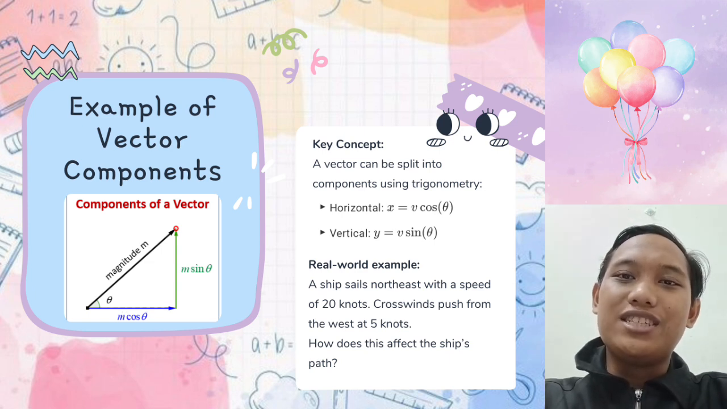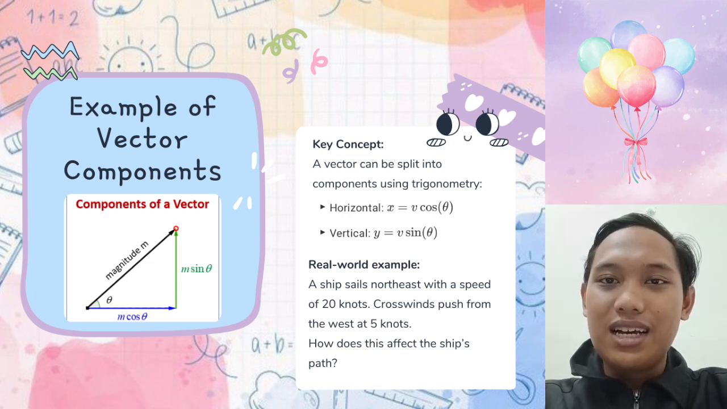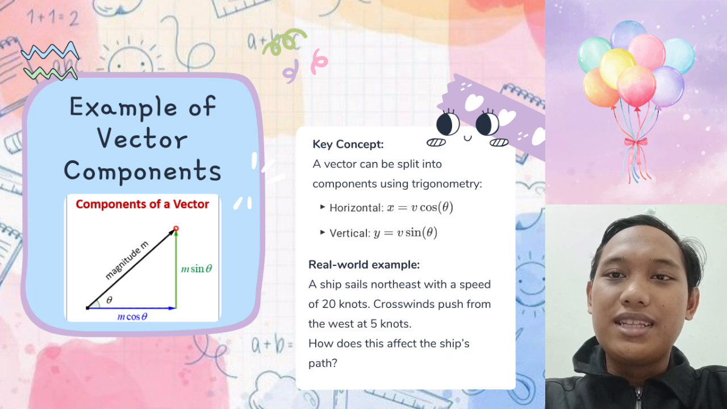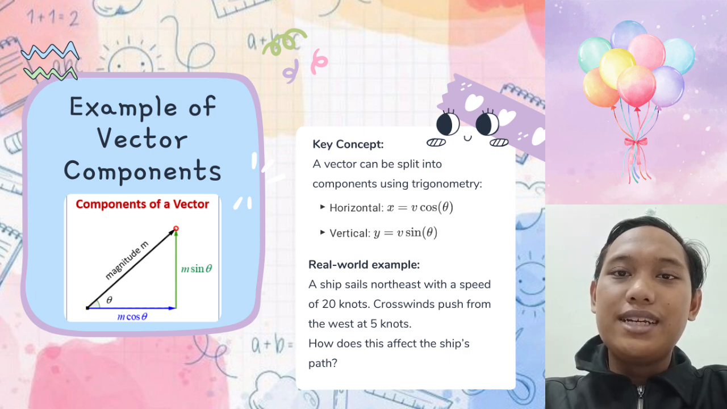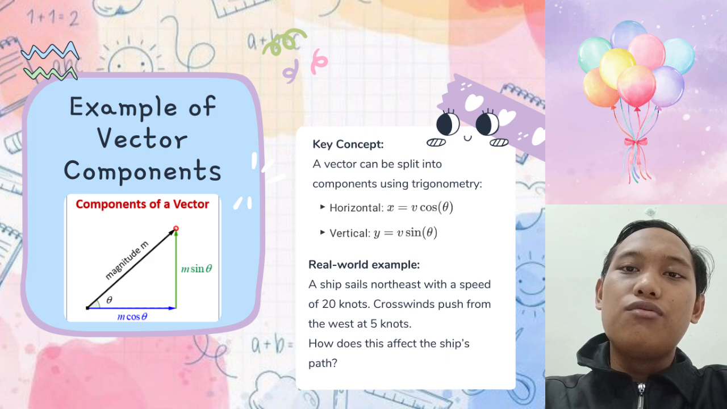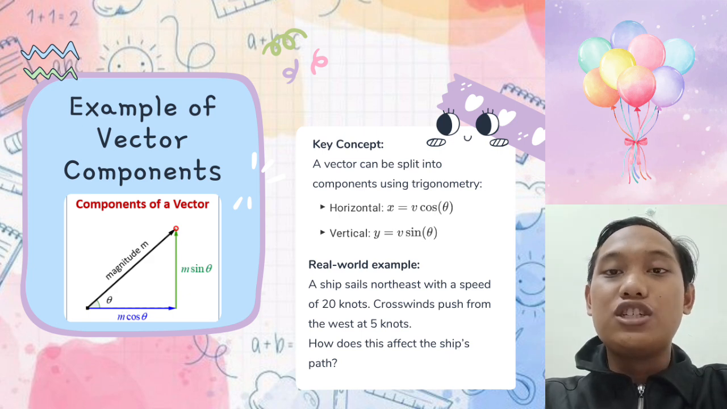Okay, let's dive deeper into an essential concept: vector components. A vector is not just one single movement. It can be broken down into horizontal and vertical components using trigonometry. This is particularly useful when dealing with diagonal movement or forces coming from different directions.